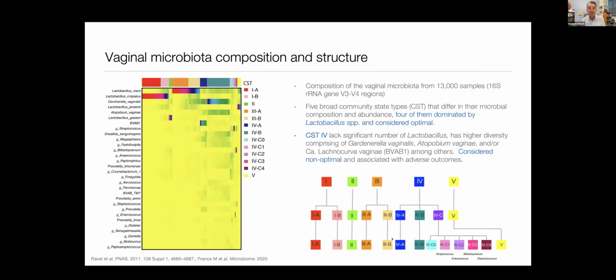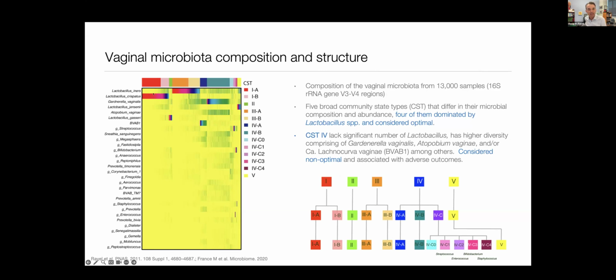So the vaginal microbiota, when we think about its structure, we published this over 10 years ago, but we just revamped it recently by adding a lot more samples and data to this structure. It was originally described as 5 different types of vaginal microbiota that exist in women. 4 of those are called optimal, and they're dominated by lactobacillus.